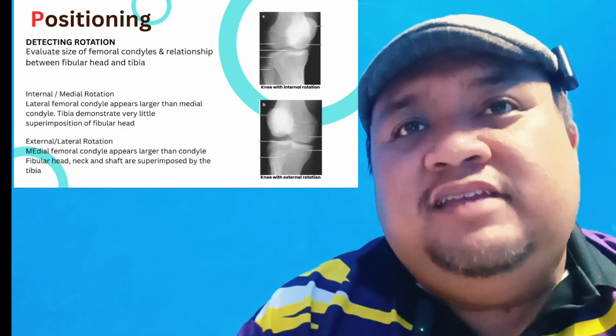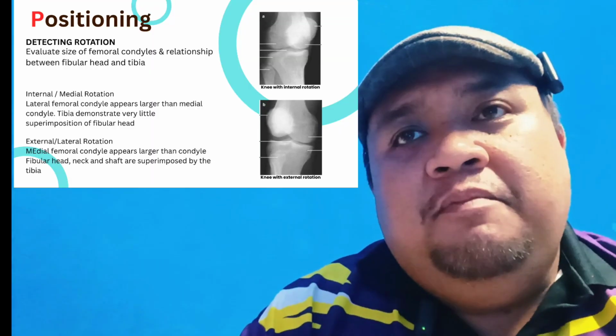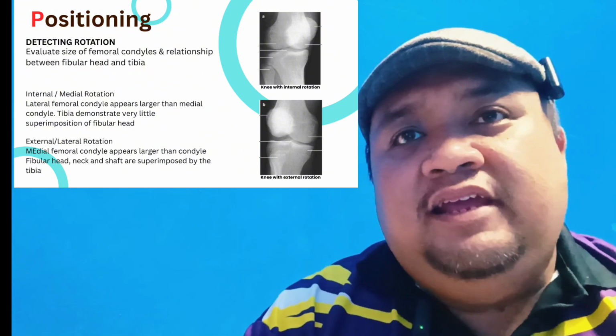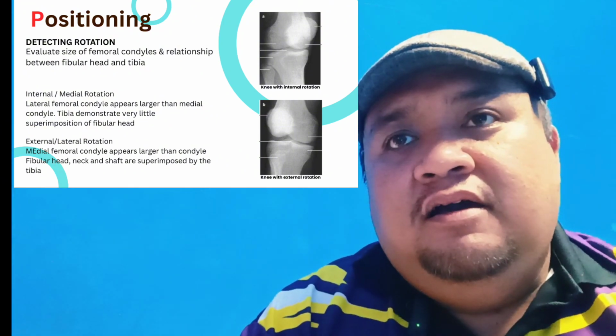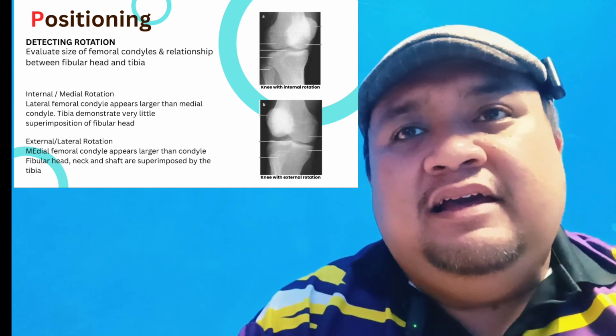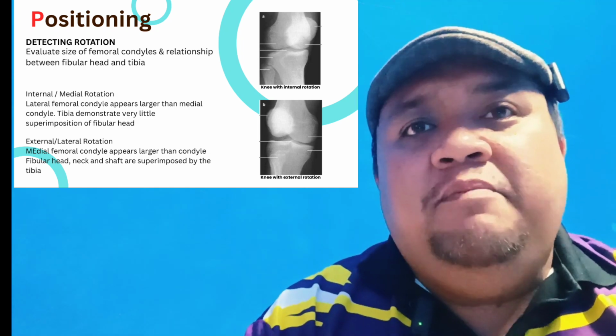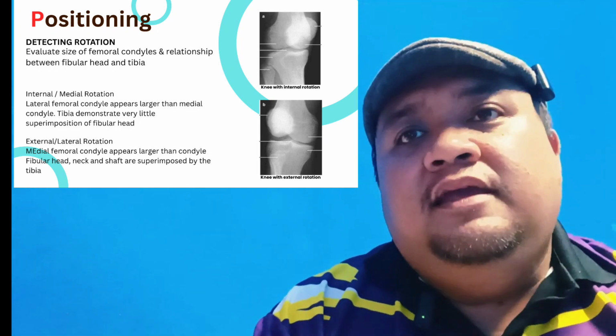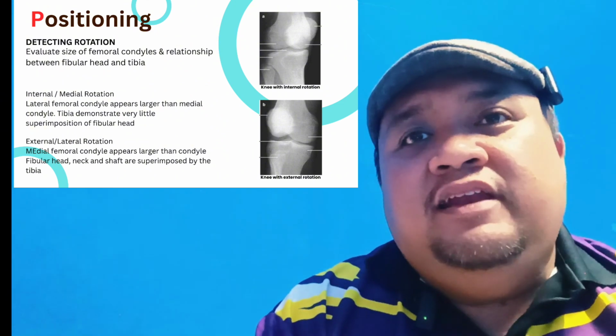Before that, let's take our evaluation of positioning a step further by learning how to detect rotation in an AP radiograph. Remember, rotation can affect the symmetry of the knee and make the image non-diagnostic. So, how do we know if the knee is rotated? We can evaluate two key things. First, the size of the femoral condyles, and the second one is the relationship between the fibula head and the tibia.